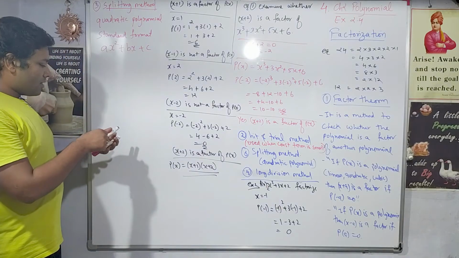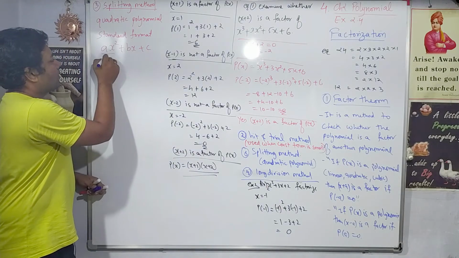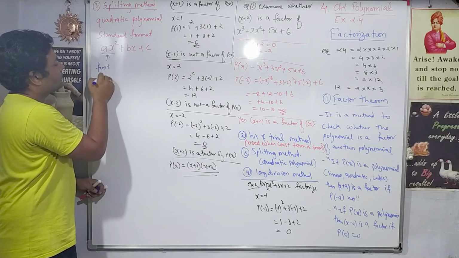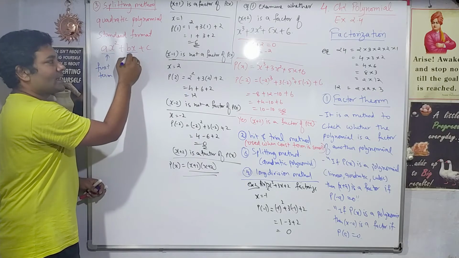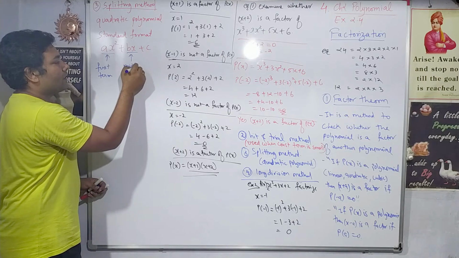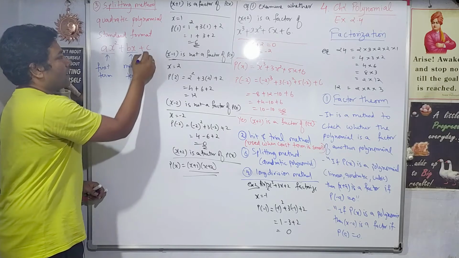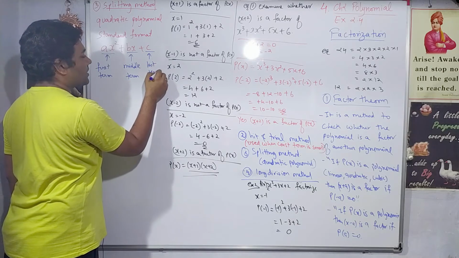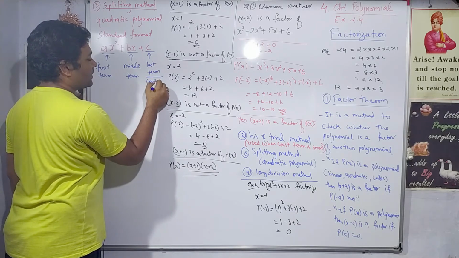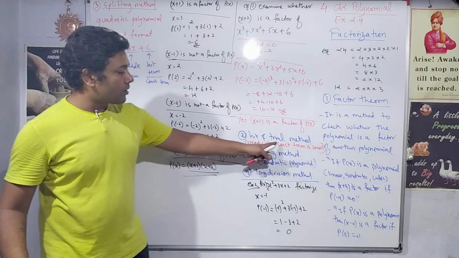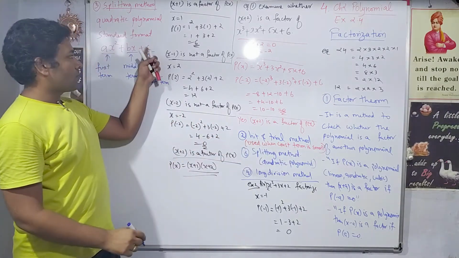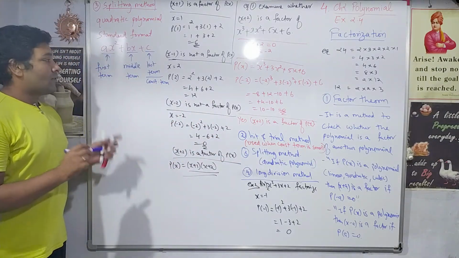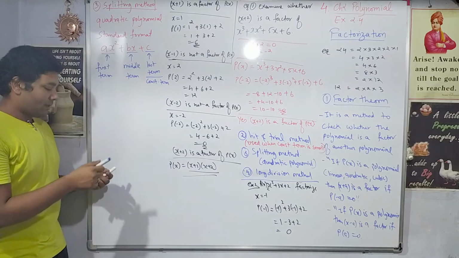In this standard format, this is called the first term, this is called the second term, or most commonly the middle term, and this is called the last term, or it is also called the constant term. Here I have used the word constant term. So now let us understand what the splitting method is.